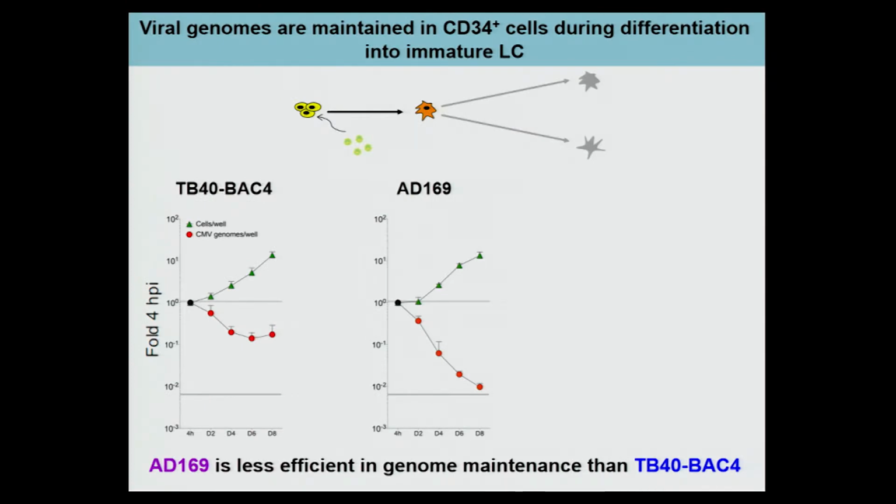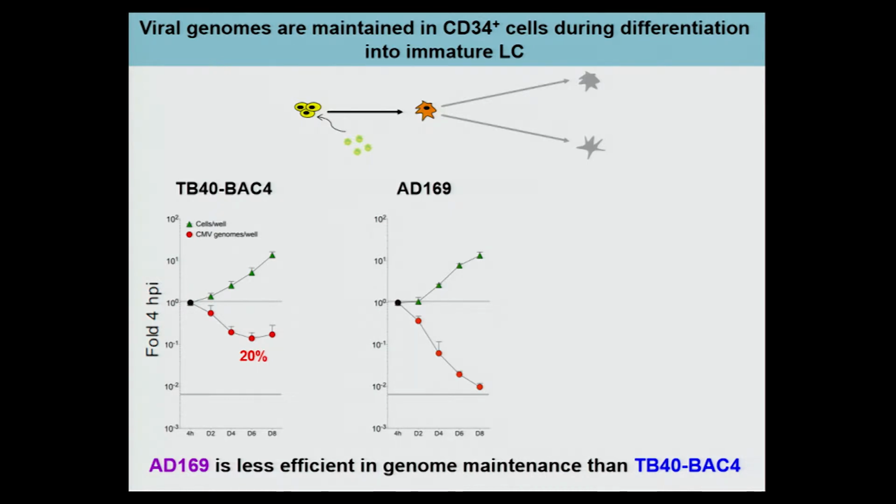Here are the results of qPCR assays, and we are going to focus on the first part, that is the differentiation of CD34 into ILCs. We can see that the cells infected with TB40 are able to proliferate; in green are the cellular genomes. When you look at the viral genomes, you see a decrease in the number of genomes up to day 4, and then this number stabilizes at around 20% of the initial input.